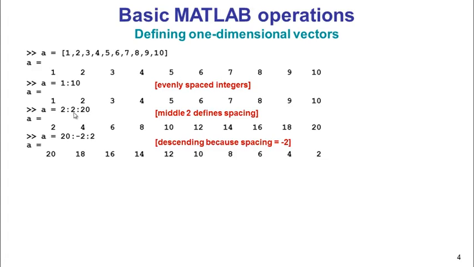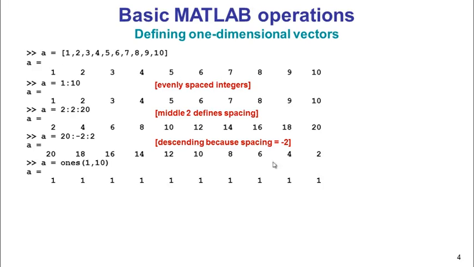Conversely, you could have descending numbers if you put a negative number in the middle. So instead of saying 2 colon 20, if you had 20 colon minus 2 colon 2, then you would get the numbers descending from 20 down to 2 with a spacing of minus 2 in between them.